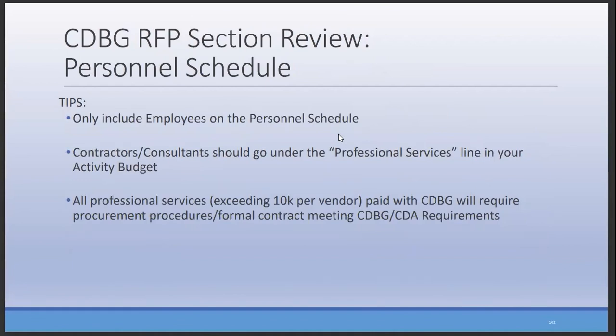This is an important tip to belabor because we see this issue frequently. Only include employees on the personnel schedule. Contractors and consultants should go under the professional service line in your activity budget. This is because all professional services, once they exceed $10,000 per vendor, require CDA approval of your procurement procedures and the contract you have with them.